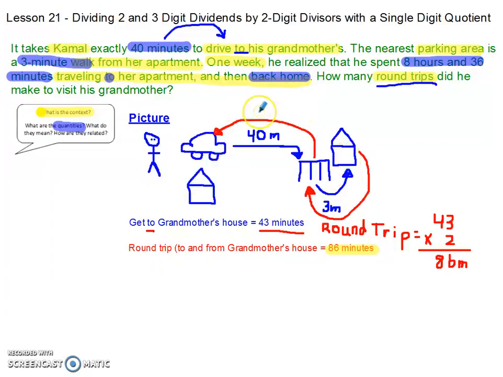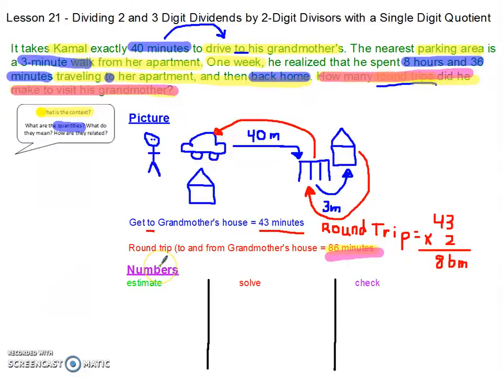So now that we've built some background of what this story is actually talking to us about through our pictures and figuring out the round trip, 86 minutes, we want to take a look at what our question is actually asking us. And the question is, how many round trips did he make to visit his grandmother? So we already did the work. I'm going to make this a different color so that we can keep it out. We really want to know how many round trips. So we know that we're going to be using this 86 minutes in our problem.